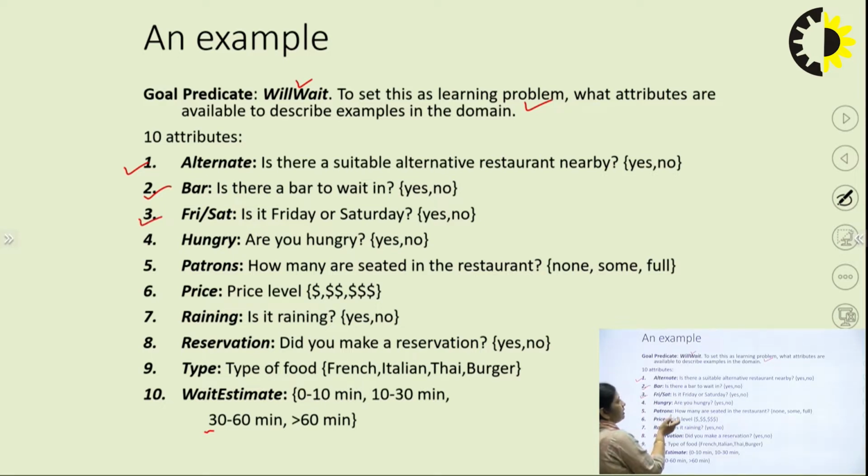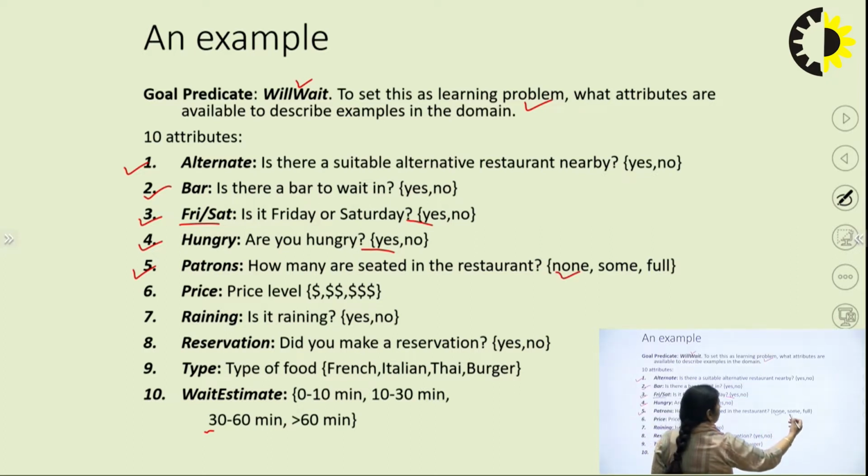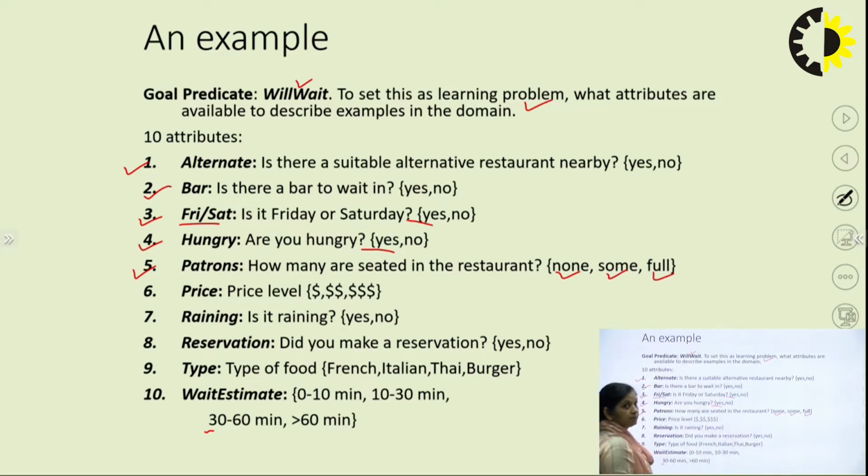Another attribute we are taking is weekend. Is it Friday or Saturday? Yes or no. Fourth one is hungry. Are you hungry? Again yes or no. Patrons: how many are seated in the restaurant? It can have three possible values: none, some and full. The restaurant may have no customers, some filled, or it may be full.